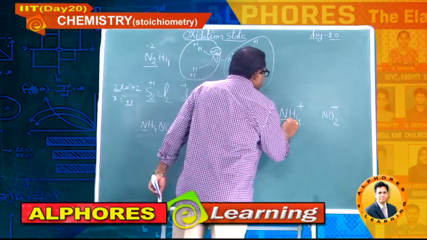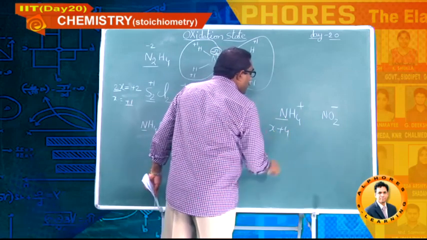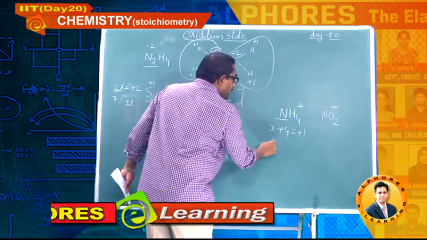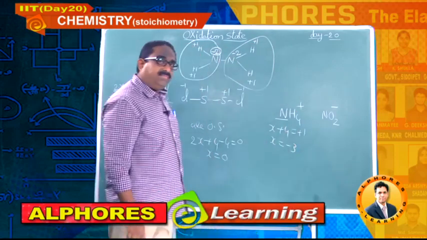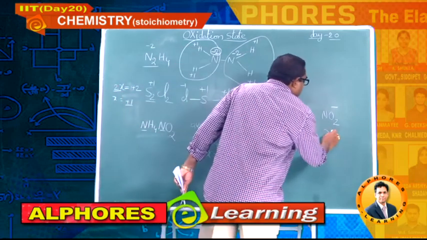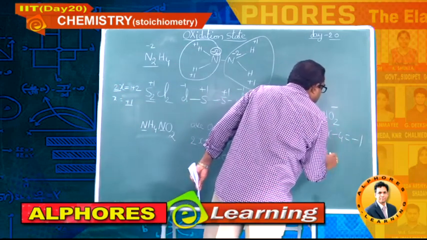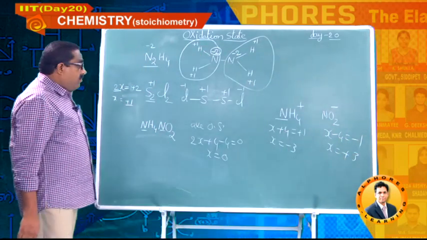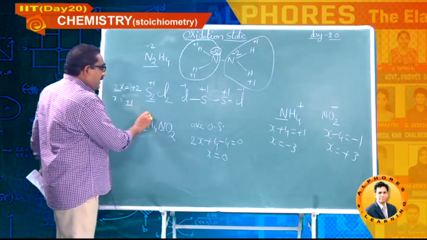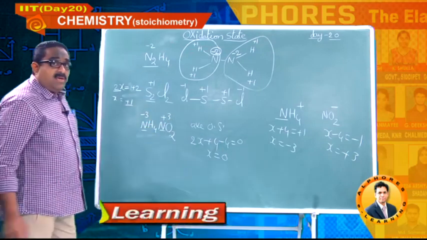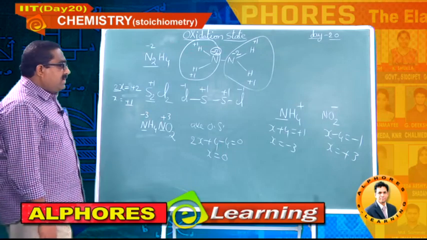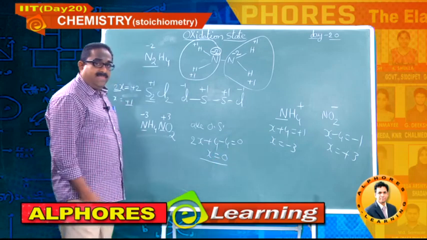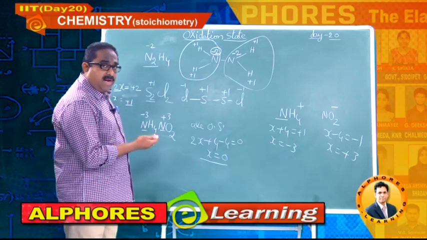Now do the individual calculation. x + 4 equals +1 charge on the ion. So x equals -3. Similarly, x for 2 oxygens, -4, equals -1. So x equals +3. Now for this nitrogen it is -3, and for this nitrogen it is +3. If you go for the average, you will get 0. So this is the individual oxidation state and this is the average oxidation state. Please note it down and I will go for some more examples.